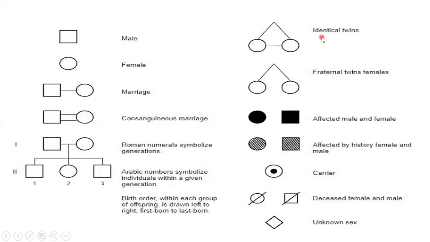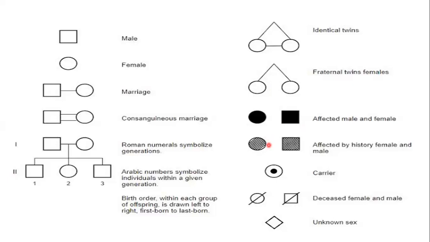Identical twins are monozygotic twins, so the sex or gender of the offspring must be the same. But in the case of fraternal twins, as they are dizygotic twins, the sex or gender of the twins might be different. If the disease is present in the male or the female, it means they are affected, and to represent an affected male and female, colored symbols are used. Here a colored circle shows an affected female, and a colored square shows an affected male.